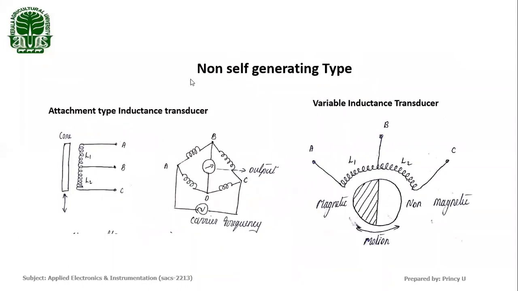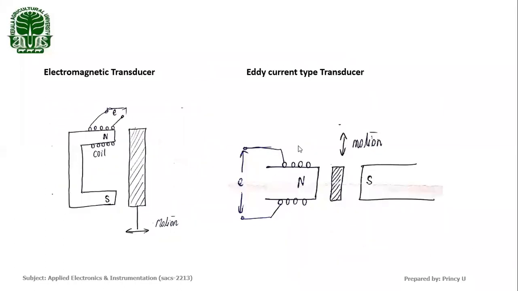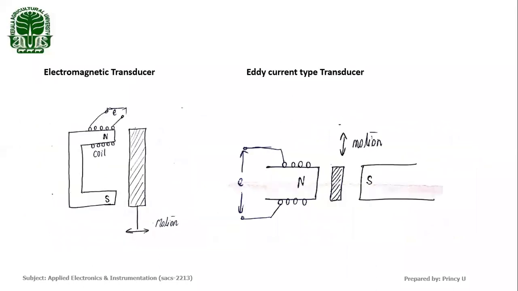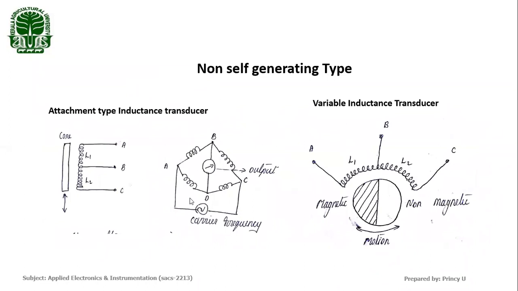And next one is non-self-generating type. Here we have used permanent magnets. In each type we have used permanent magnets. So there is no need of external energy to produce a magnetic field. Here a magnetic field is always present due to permanent magnets. So non-self-generating type, I have already told, needs an extra source of energy to produce an output voltage. Okay. So in non-self-generating type, the first one is attachment type inductance transducer.